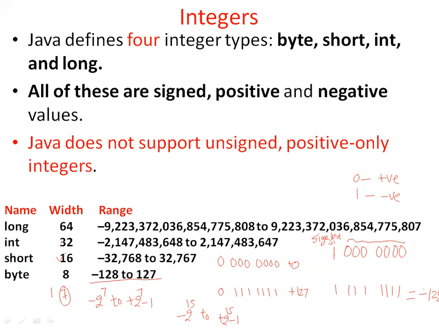Similarly, for 32 bits, we have only 31 bits for the number. So it is minus 2 power 31 to 2 power 31 minus 1, and this is the value you will get. Similar is the case with the long type. You can check these values in a calculator. This is how we get the range of values for integer types. Remembering these values is very difficult, so you can use this formula to remember them.